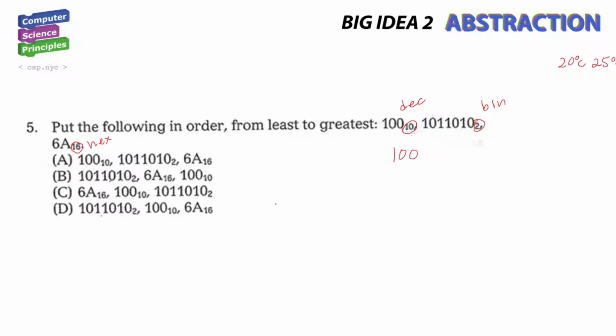So we've got 100, which is this one. Now let's try and convert this one to decimal. So the 1011010, which is written in binary. So this is my way of doing it.